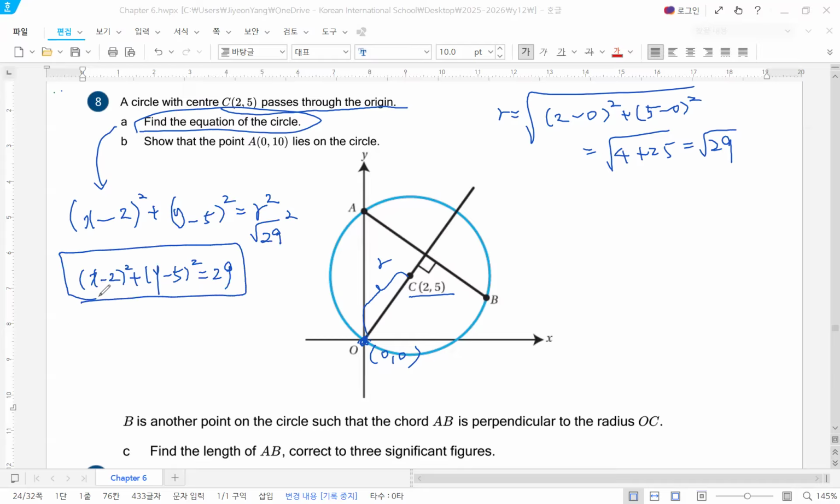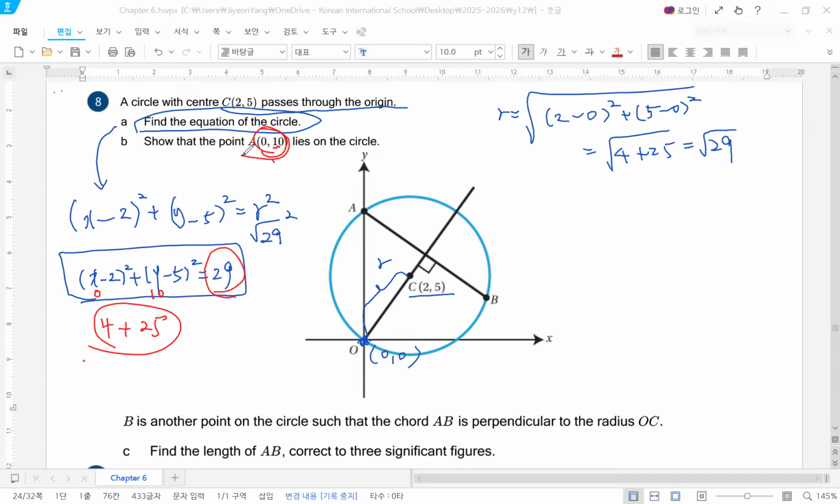And then question B, show that the point A (0, 10) lies on the circle. Then you can just substitute 0 for x and 10 for y and see whether this equation works or not, okay? 0 minus 2 squared is just 4. 10 minus 5 is 5. 5 squared is 25. Then 4 plus 25 is the same as 29. Do you understand? Okay, so this point (0, 10) lies on this circle.